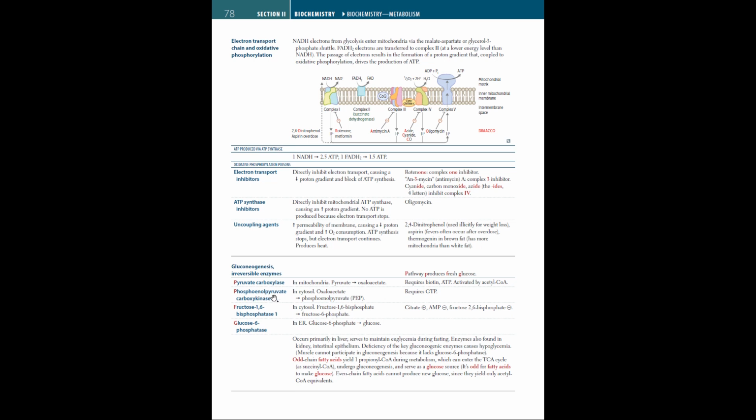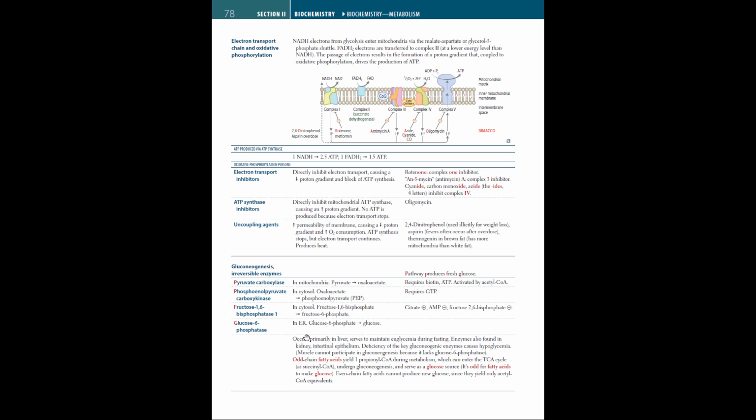Whereas phosphoenolpyruvate carboxykinase occurs in the cytosol, where oxaloacetate is converted to phosphoenolpyruvate, or PEP, and this requires GTP. Then we have fructose 1,6-bisphosphatase 1. This is also in the cytosol, and this converts fructose 1,6-bisphosphate into fructose 6-phosphate. And then lastly, there's glucose 6-phosphatase, which is in the endoplasmic reticulum, where it converts glucose 6-phosphate to glucose.